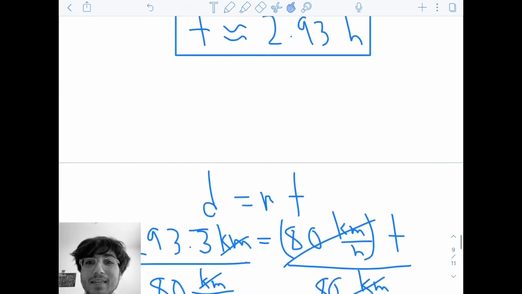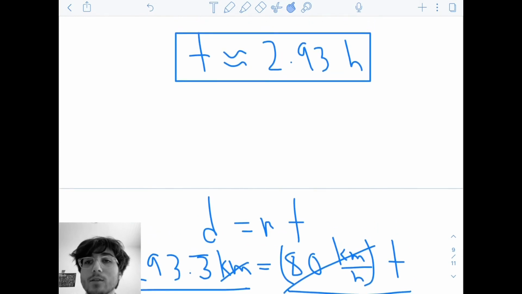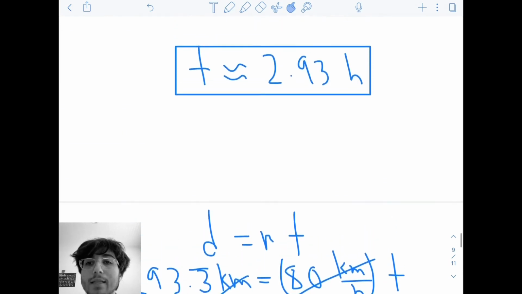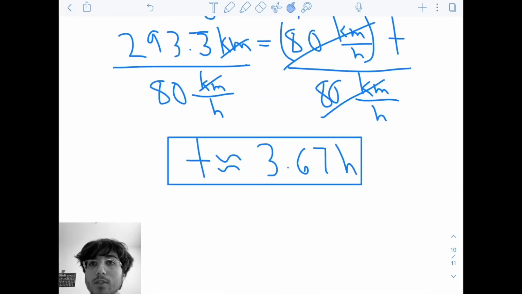So the time delivering was 2.93 hours, and the time returning was a little longer because of construction. It was 3.67 hours. And if you add those together, you get a total of 6.6 hours.